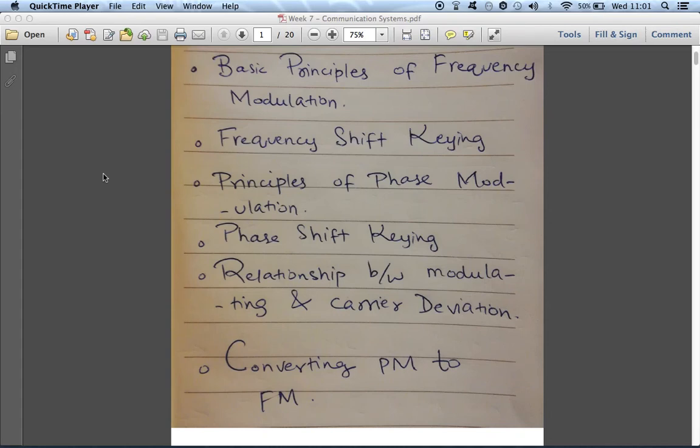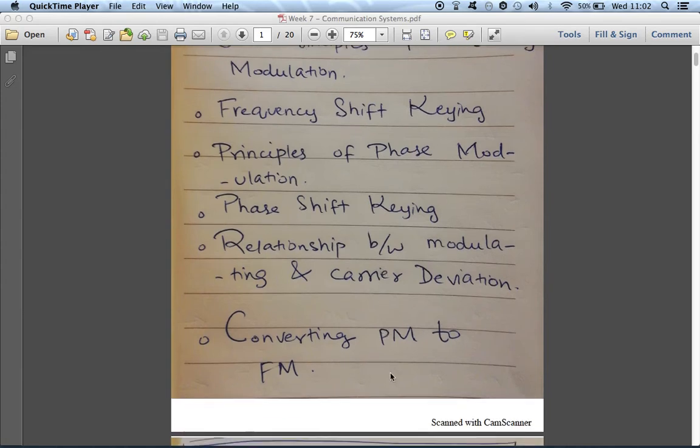The topics of discussion today are the following six. Firstly, I will be focusing on the basic principles of frequency modulation. Then there will be some discussion on frequency shift keying, which will be followed by articles on principles of phase modulation, phase shift keying, and lastly, I will conclude my lecture with discussion on the following two topics, which are the relationship between modulating and carrier deviation and converting phase modulation to frequency modulation.